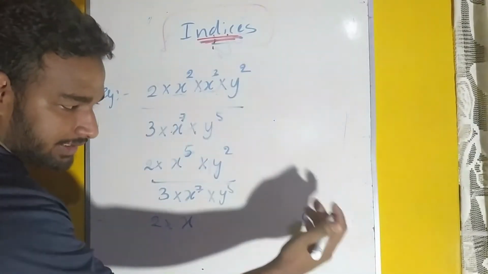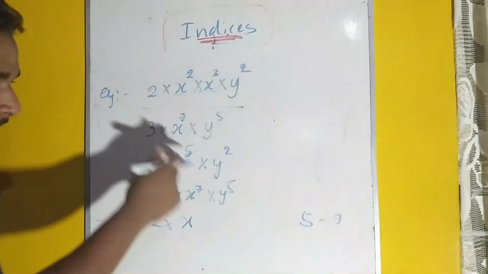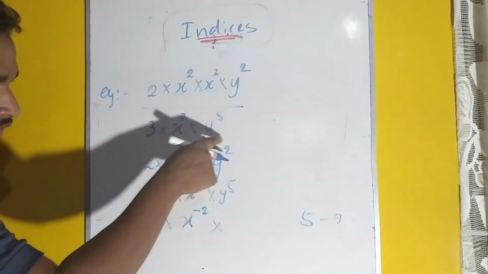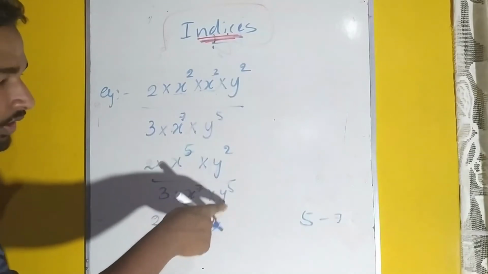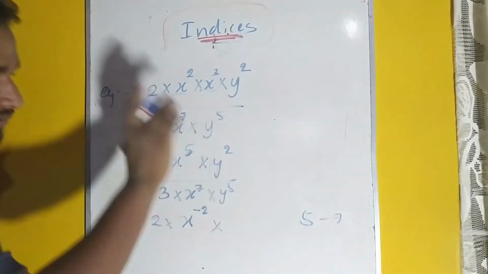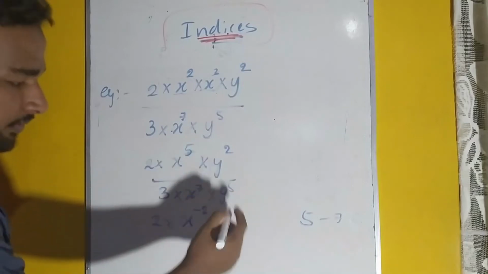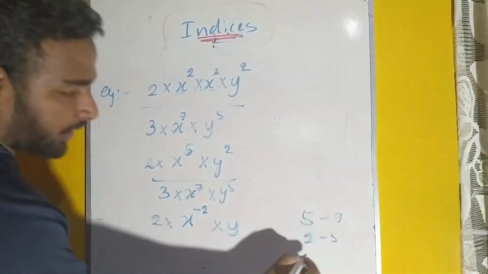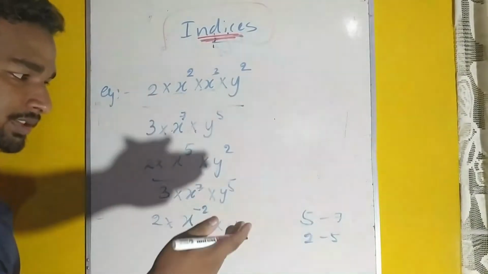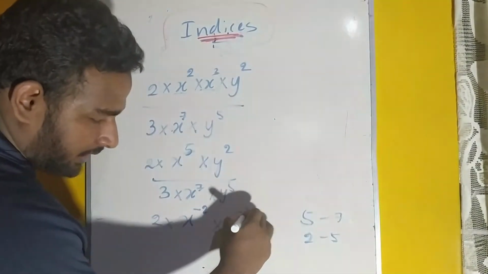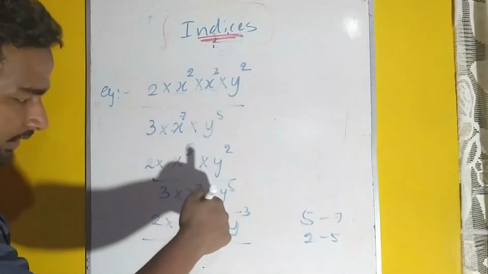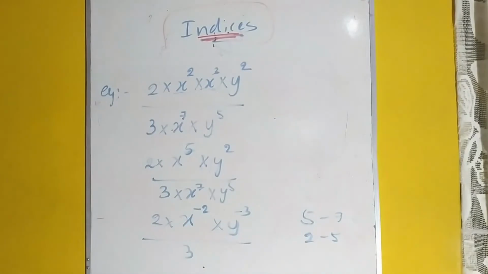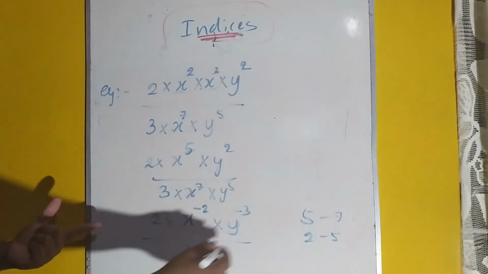So 5 minus 7, just tell me 7 minus 5 is 2, then 5 minus 7 should be minus 2, into y to the power 2 minus y to the power 5, divided by y to the power 5. That means y to the power 2 minus 5. Okay, 5 minus 2 is 3, then 2 minus 5 means minus 3. This one done, this one done. Only the remaining part is what? Only 3.